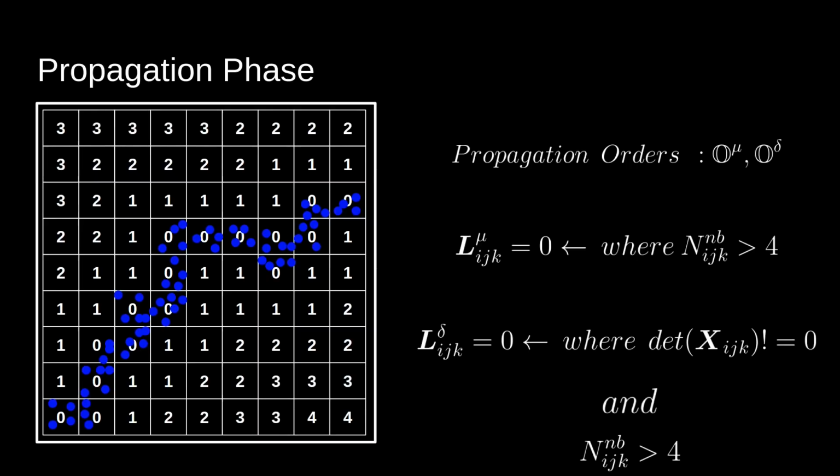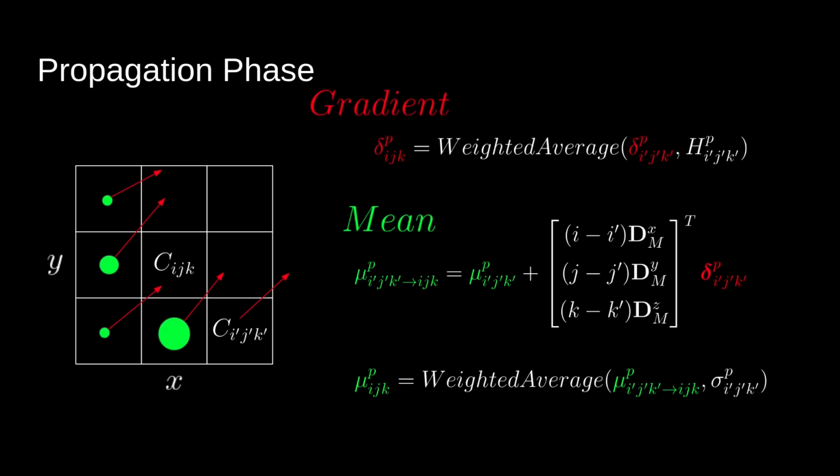Gradients are propagated using neighbors who have a lower propagation level, by taking the average of their gradients weighted by their gradient confidences. Means are propagated by a similar method, calculating the neighbor's contribution to the cell of interest and averaging the contributions weighted by their neighbor's mean confidences.